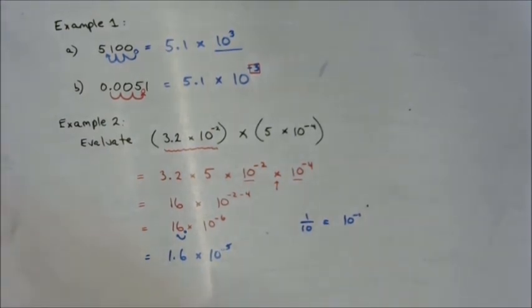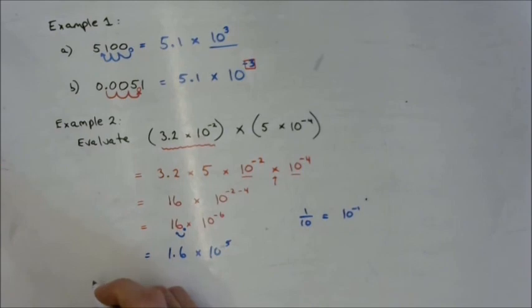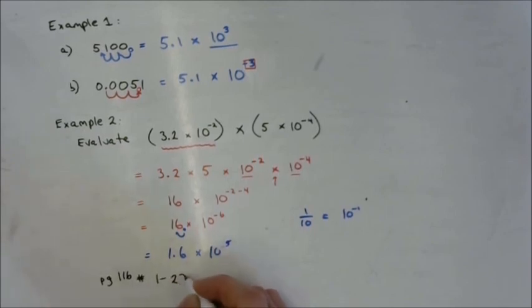All right, your practice problems for scientific notation with small numbers is page 116, numbers 1 through 27.